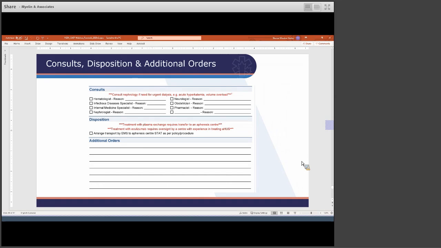Okay, next slide. I think the next slide is talking about all of the possible consults. If you don't have access to a hematologist, then an internal medicine specialist; pretty much any TMA will require an internal medicine consult. From there onwards, if you're suspecting TTP, hematology is a very important consult, and your local hematologist may then need to discuss the case with a hematologist from a plasmapheresis center to negotiate transfer.